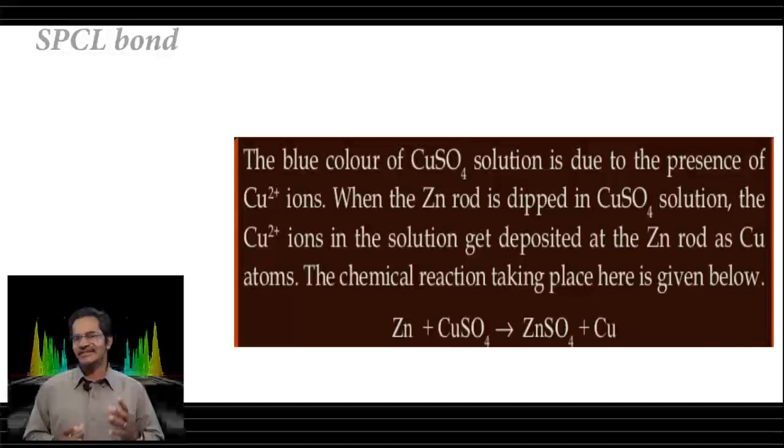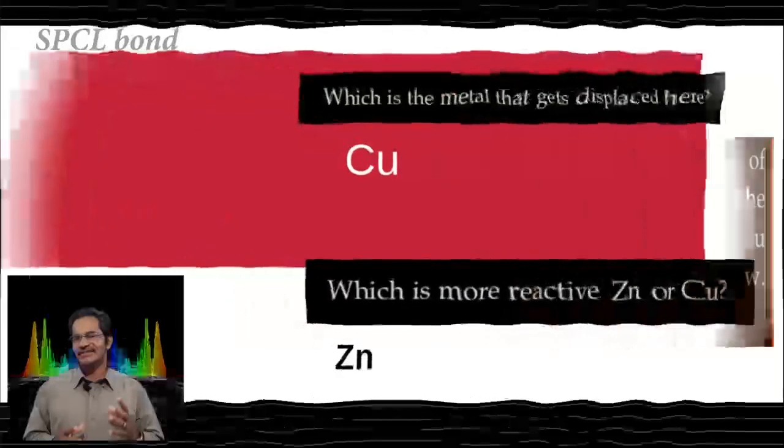The chemical reaction taking place here is given below. Observe the chemical reaction: Zn + CuSO4 gives ZnSO4 + Cu. What happened here? Zn is the metal, CuSO4 is the ionic solution. From that ionic solution, Cu is displaced, and you get a zinc sulfate solution. So zinc can displace Cu from copper sulfate solution, and copper atom, or metallic copper, is obtained.